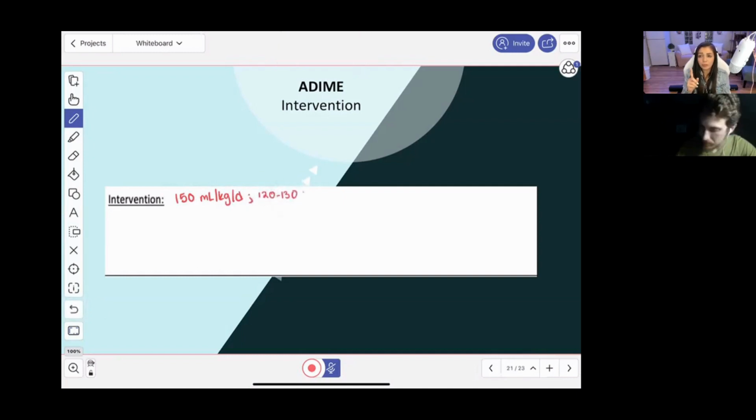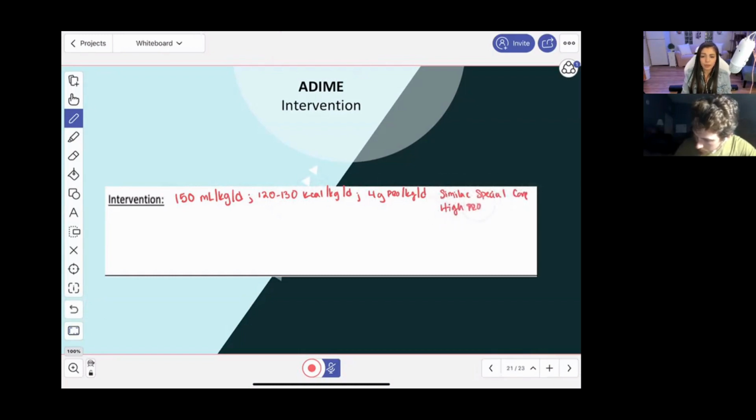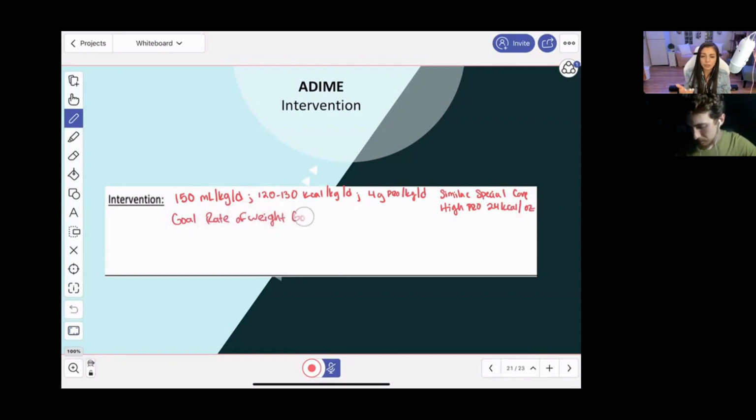And remember, you always want to make sure that you actually put the type of formula that we're using. So we use Similac Special Care High Protein at 24 kcals per ounce. Perfect. Good. And then we want to put our goal rate of weight gain. We're going to specify that again, which was at 18 to 21 grams per kilogram per day.